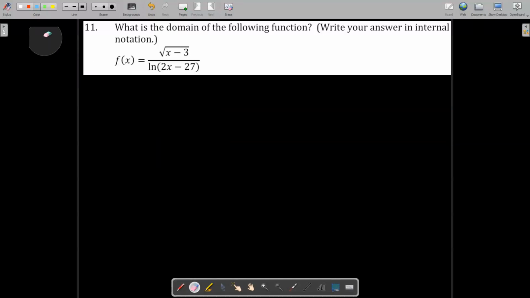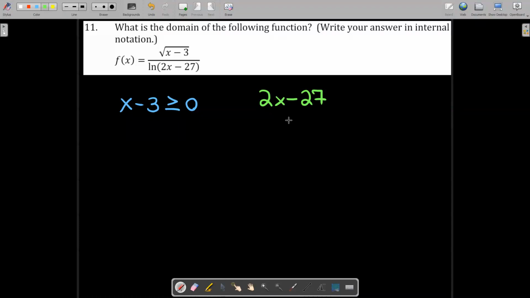Okay, so let's think about what value x can be up here, what value x can be down here, and then we'll talk about how we integrate that as a proper domain. So if x minus 3 cannot be a negative value, but it can be 0, we can say that x minus 3 is equal to or greater than 0, because that covers 0 and all of the positive numbers. Down here on the bottom, 2x minus 27 cannot be 0 or negative. It has to be positive, so we'd have to say it's greater than, not equal to 0.